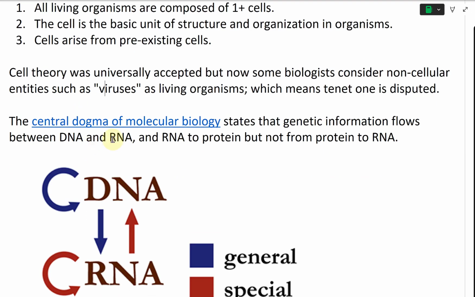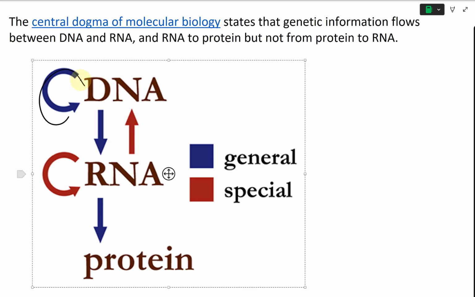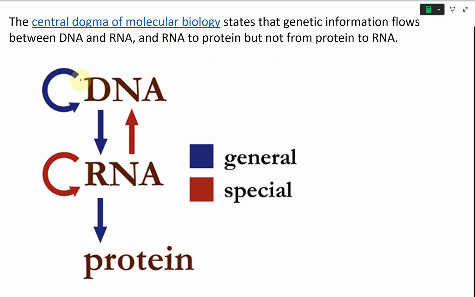Going further, the central dogma of molecular biology states that genetic information flows between DNA and RNA to protein, but not from protein to RNA. So if you have DNA, right here, you could replicate DNA to get DNA again. So you can go DNA to DNA. You can also go DNA to RNA, and then you can go from RNA back. This would use a reverse transcription enzyme and so on.